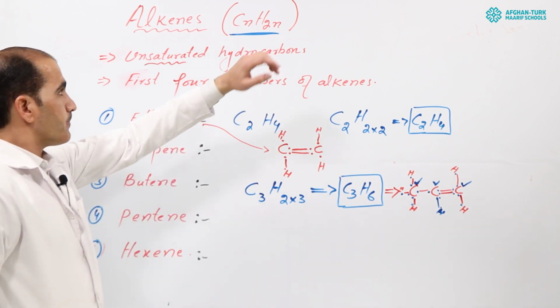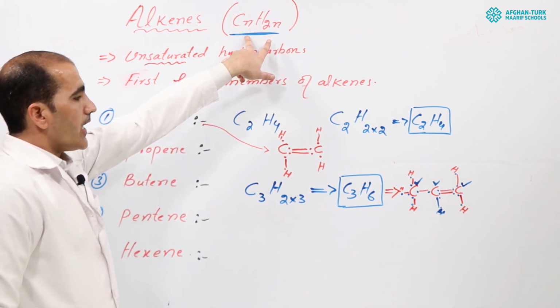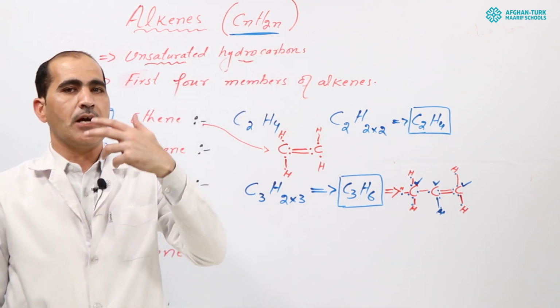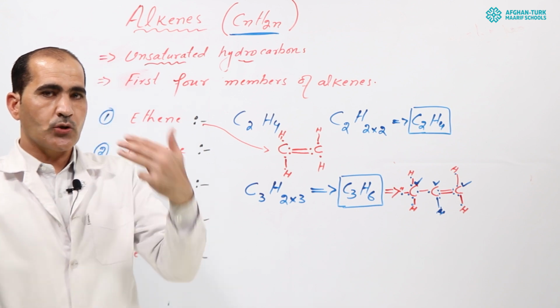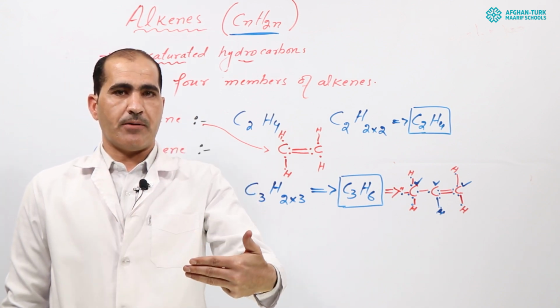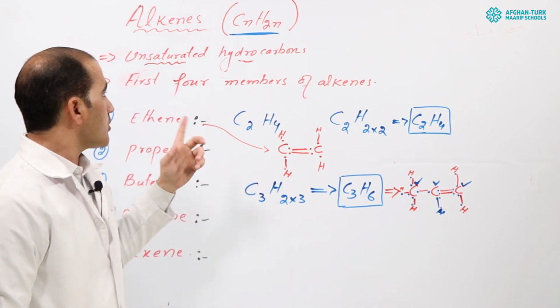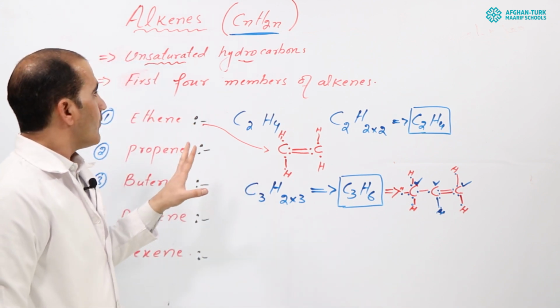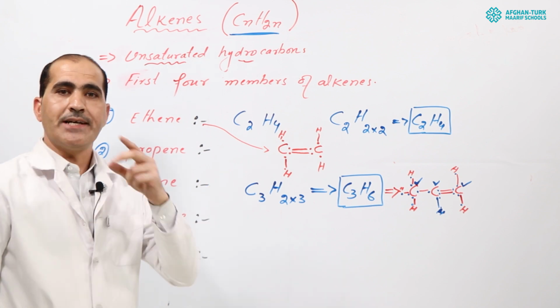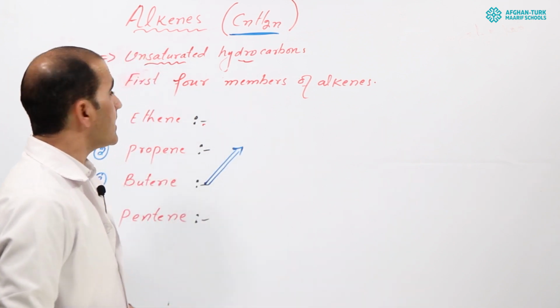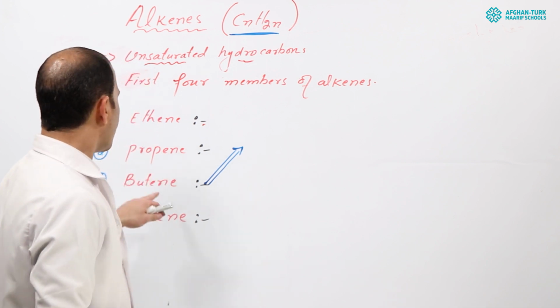Keep in your mind that this general formula is only for those alkene family members which have only 1 double bond, not 2 double bonds, not 3 double bonds. So it is applicable only for those members of the alkene family which have only 1 double bond in a carbon-carbon. The third example of the alkene family is butene.